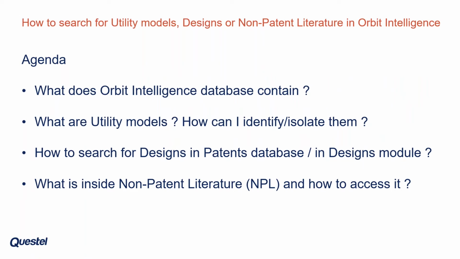Today, we will walk through those questions. What does Orbit Intelligence database contain? What are utility models? How can I identify or isolate them? How to search for designs in patent database or in the designs module? What is inside NPL and how to access it? Our aim is to make your searches smarter and quicker, and as you will see, it is easy to achieve it.